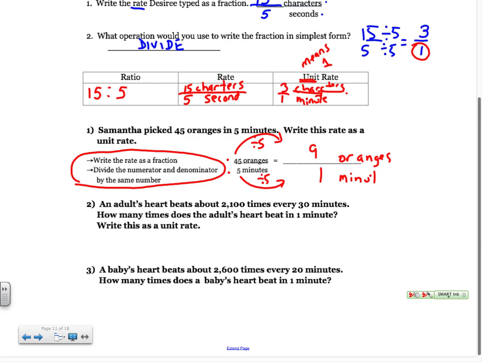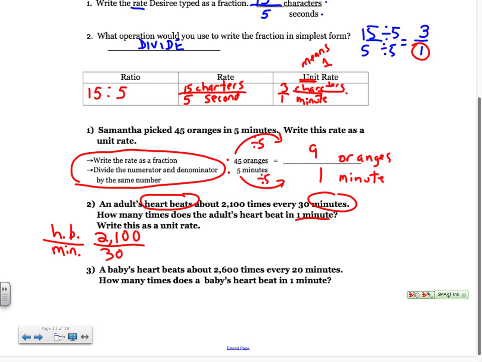Okay, let me do number 2 with you. An adult's heart beats about 2,100 times every 30 minutes. All right, what two things are being compared? Heartbeats to minutes. The question is, how many times does the adult's heart beat in 1 minute? So I'm going to start with my rate and turn it into a unit rate by simplifying. So I'm comparing heartbeats, I'm just going to abbreviate here, heartbeats to minutes. And I know the adult heart rate is 2,100 beats in 30 minutes.